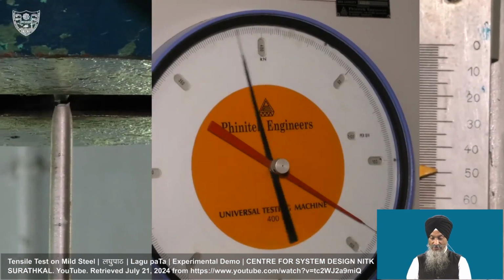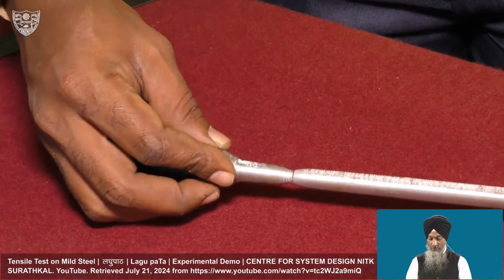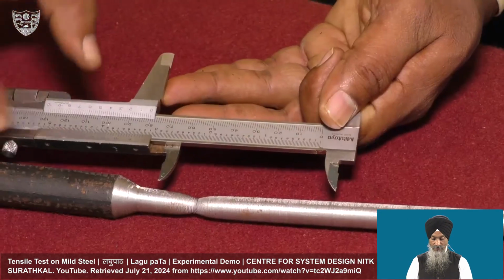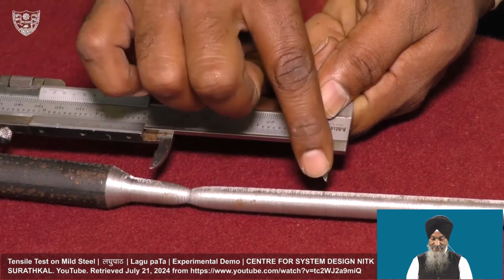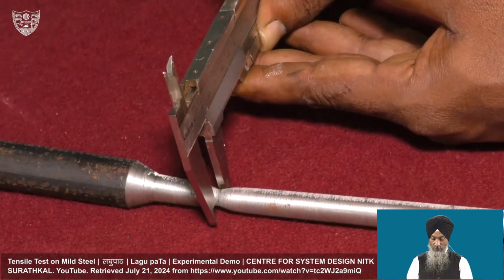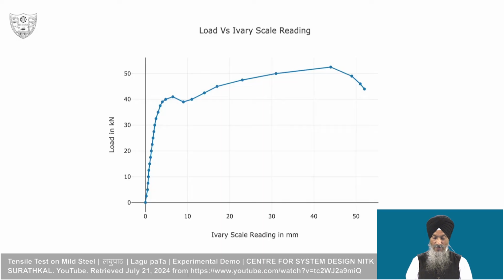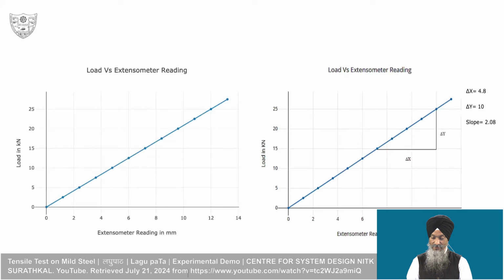The ivory scale is also showing the reading here. You can see the specimen is broken here, and this is a cup and cone shape breakage. Now we measure the distance here, that is the elongation from the points which were marked. Also the diameter is measured using the vernier caliper, and we plot this load versus ivory scale reading graph, and also load versus extensometer reading.